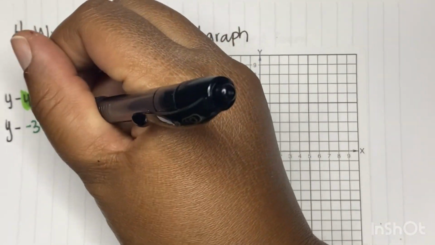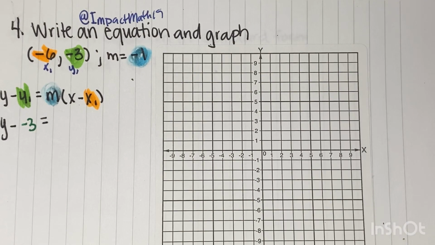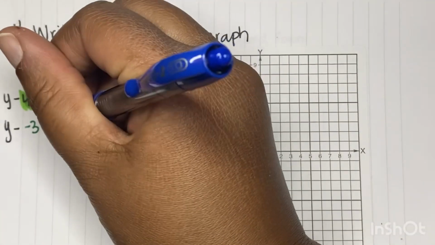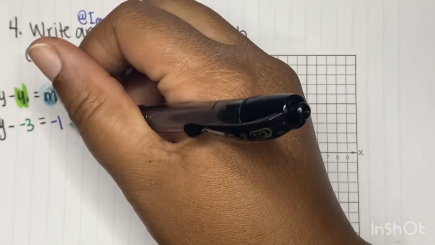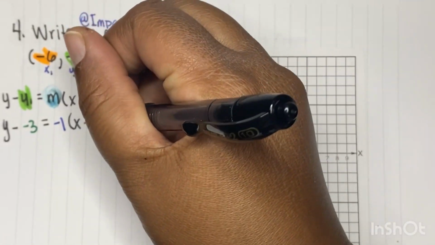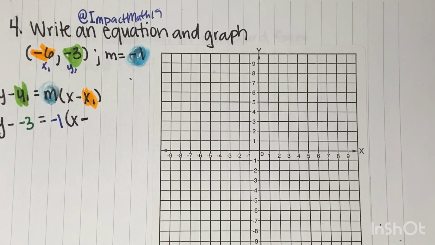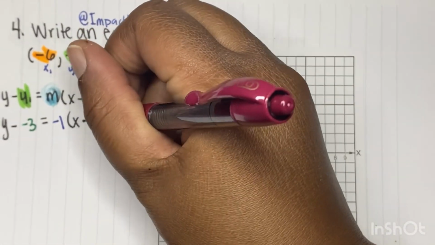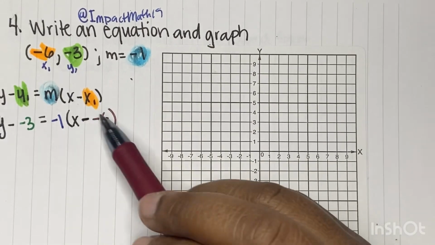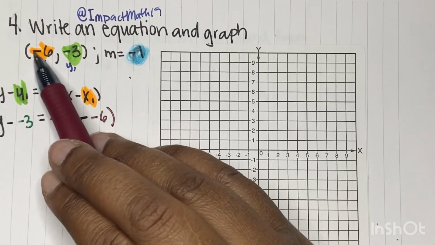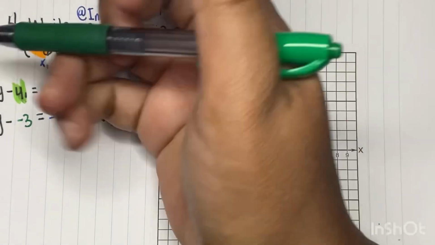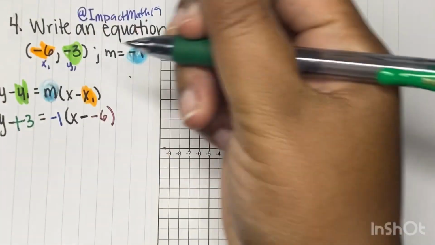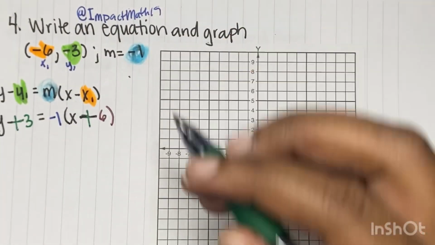Equals, now my slope is -1, okay, times x minus, and then my x1, which is a -6. Again, this minus sign is from the formula. This -6 is from the point that I'm plugging in. Now, two negatives, when they're touching like this, make a positive. So we can change that to a big plus and change this to a big plus.